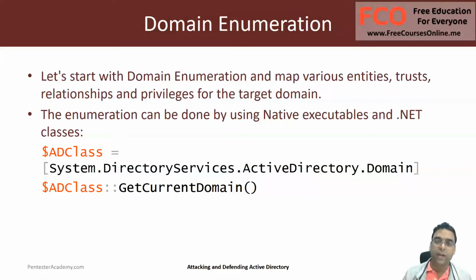We can use net.exe as we saw earlier, or WMI classes to do that. We can also use .NET classes. For example, if we run this particular code in a PowerShell session, it uses the DirectoryServices.ActiveDirectory.Domain class and then its static method GetCurrentDomain to get the details of the current domain of which our machine is a part.